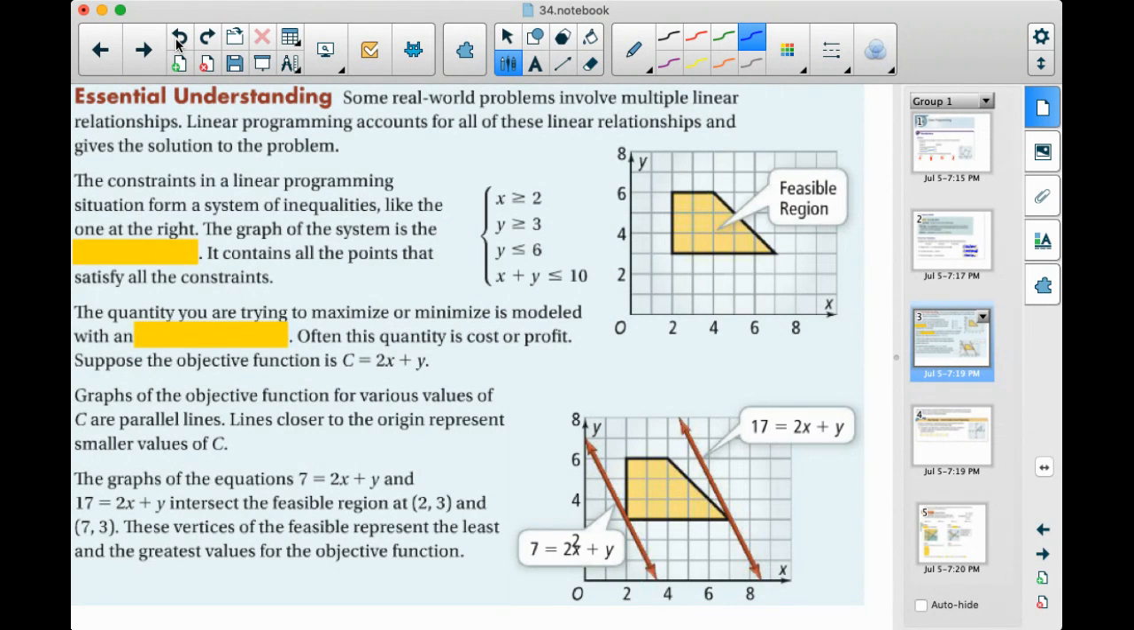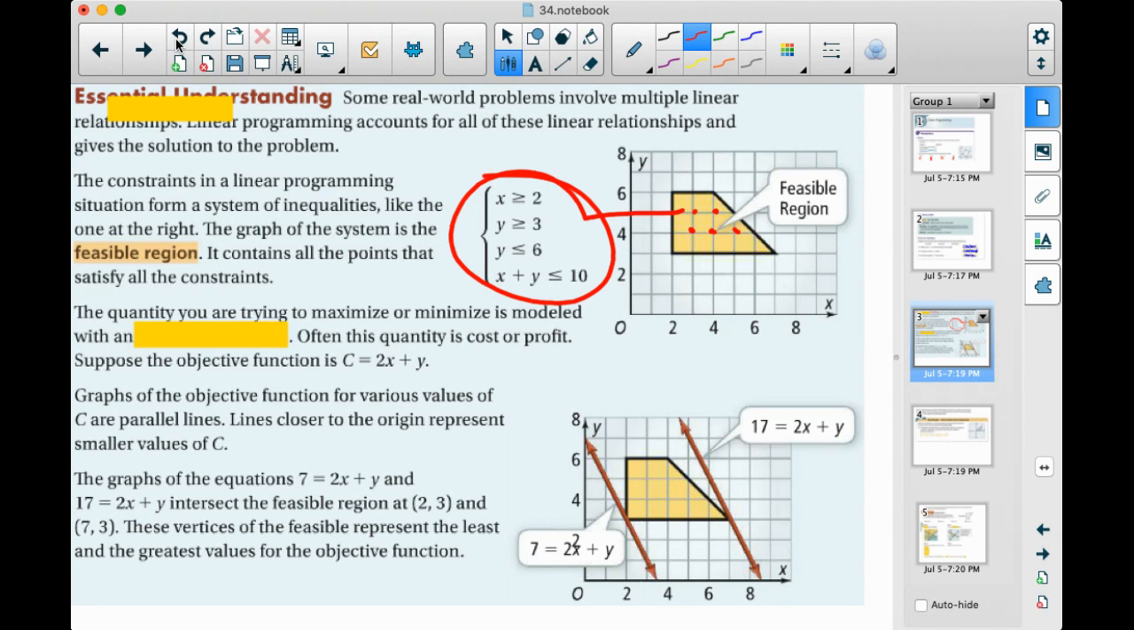This has 4 of them rather than 2, like the one at the right. The graph of the system is the feasible region. It contains all the points that satisfy all the constraints. So that means that all of the points that are in here, all of those ordered pairs, satisfy every single one of those inequalities in the system.